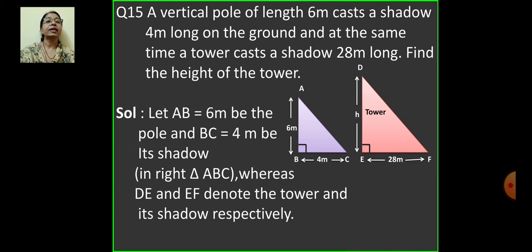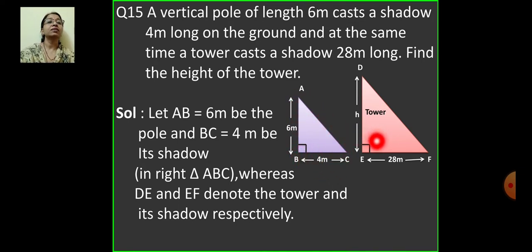So let AB be the height of the pole, sorry, not tower. It is given to be equal to 6 meter, and BC is the length of its shadow, right? So this is our triangle ABC.